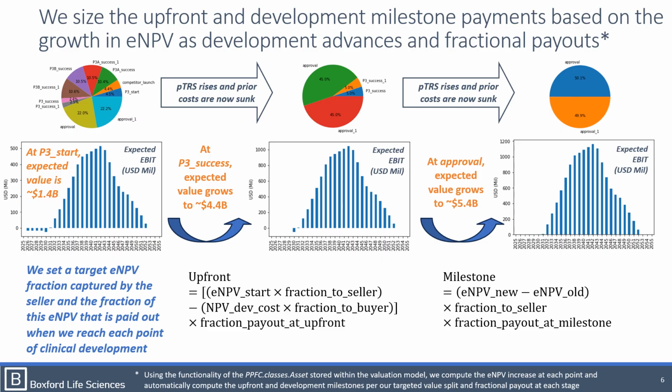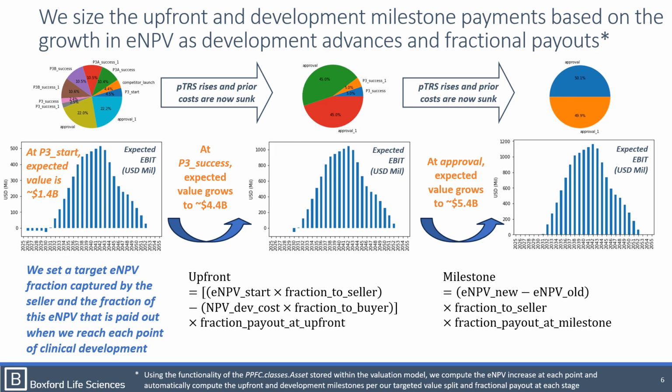So we're going to write this as a routine using the fact that in PPFC, every model operates according to the same set of commands. So we're going to write a routine that we could use to apply the same procedure to any PPFC model. But what we're going to do is take the expected value when we execute the deal, which is at the start of phase 3.